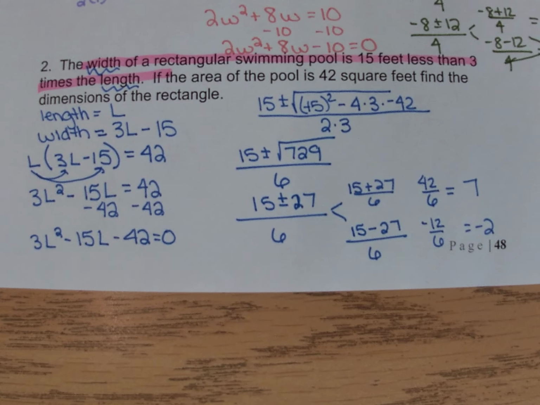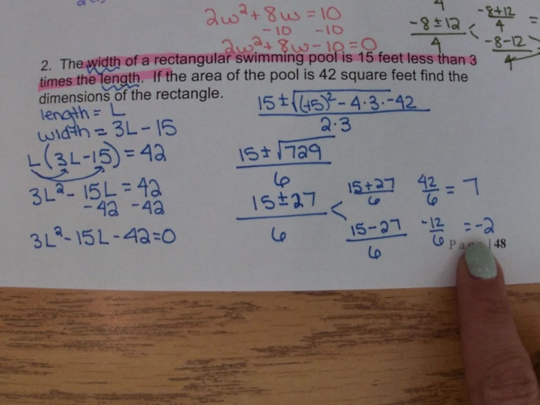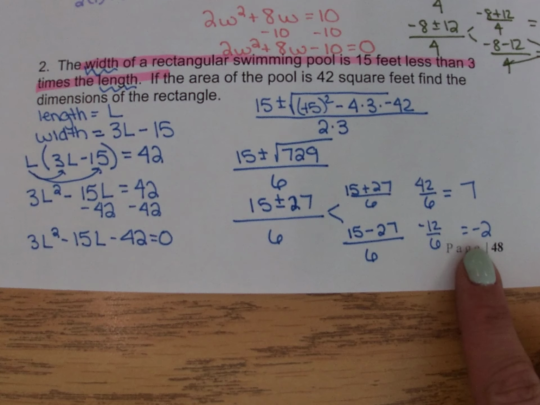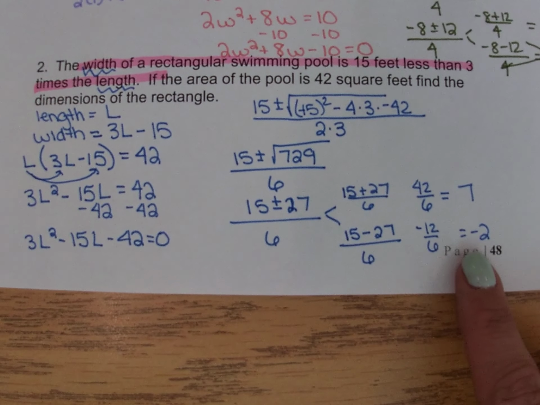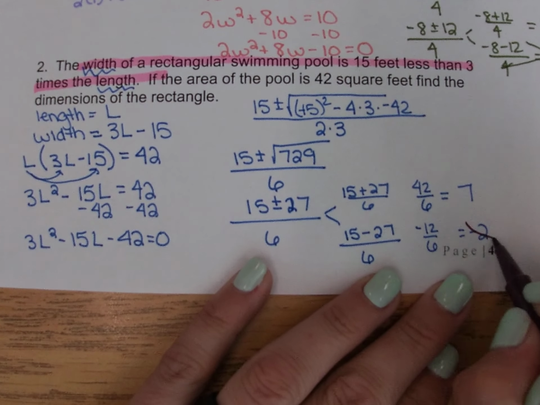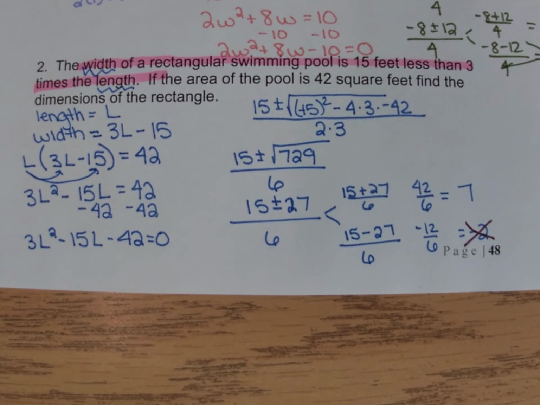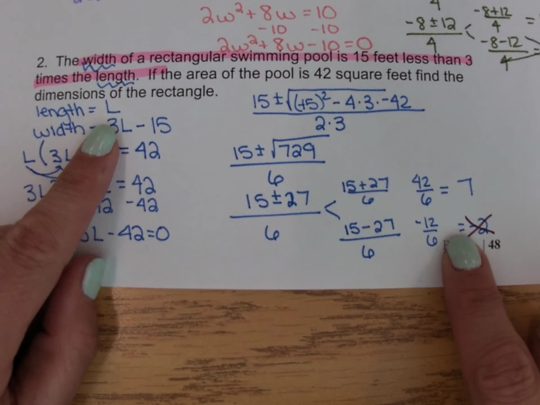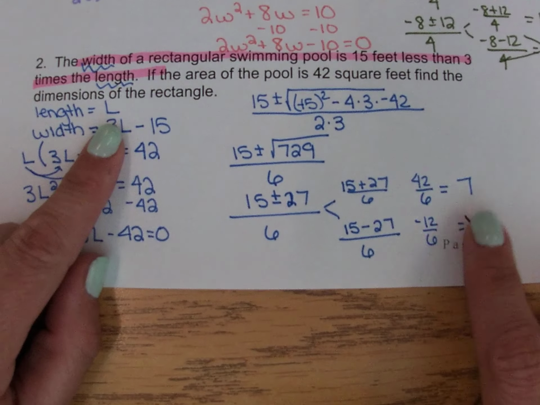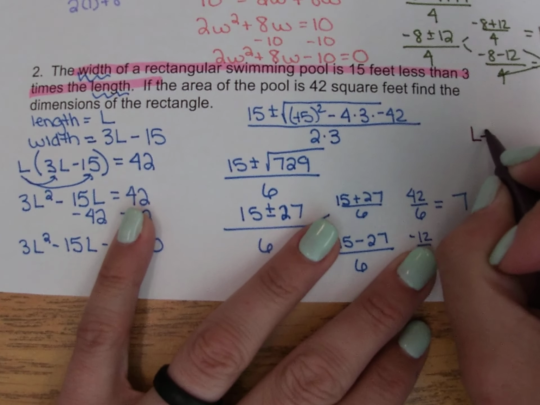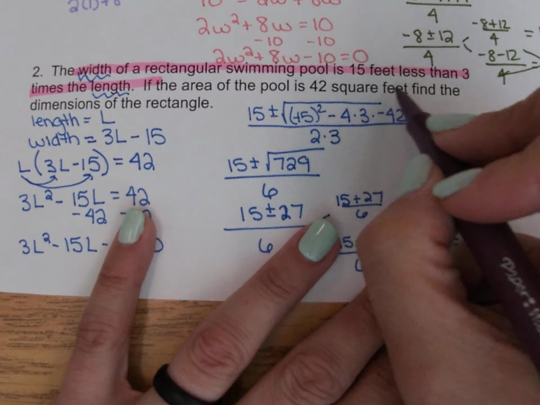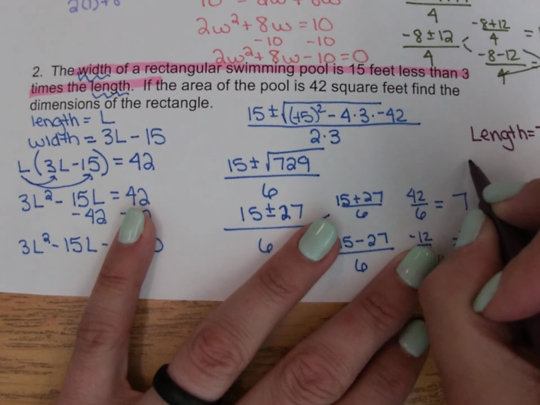It does not make sense for us to say that a measurement is negative 2, right? It can't be negative 2 feet, any measurement can't be negative. So this negative 2 is not a reasonable answer. We wrote this equation based off of L. So this 7 is our length. So we're going to say our length is 7. It was based on feet, so I'll say 7 feet.